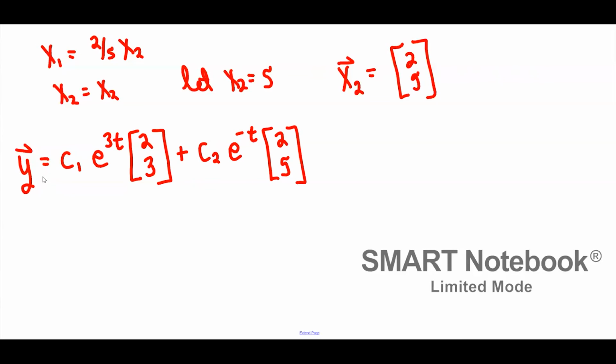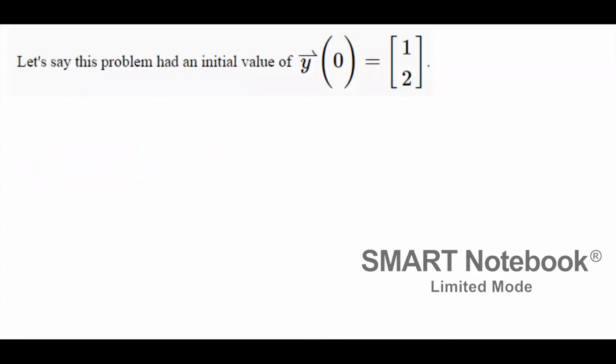So what do we do about the C's? Well, we need initial condition, right? So what if we have an initial value of 0, 1, 2? So instead of just one y value here, we have two. We have a y1 and a y2 y value, right, for one t value 0. So I'm going to plug in 0 into that solution I just had.